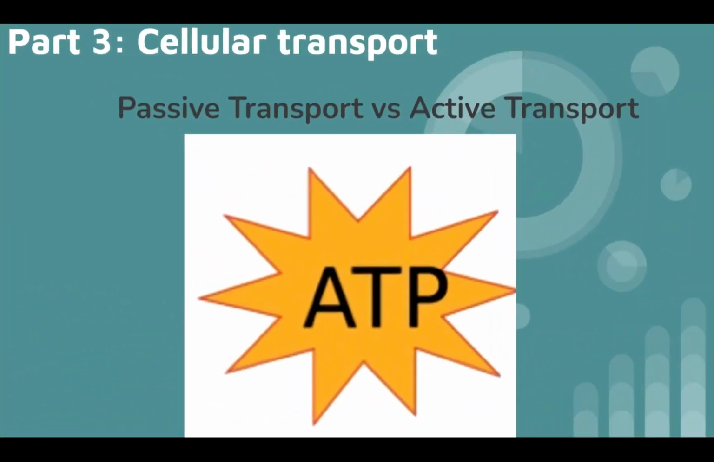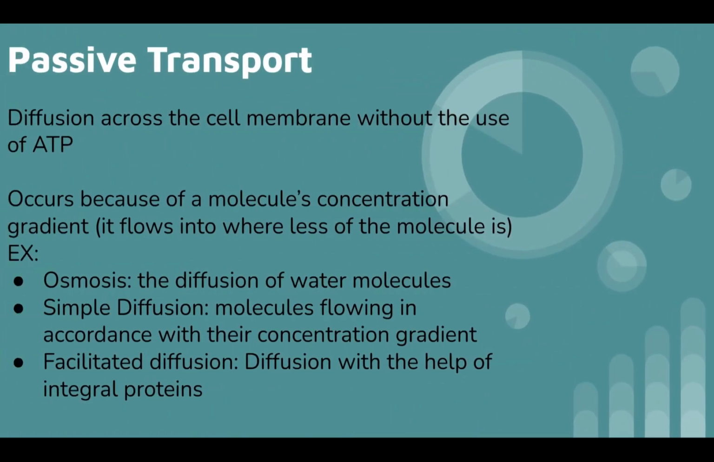Next, part 3, cellular transport. We'll be seeing passive transport versus active transport, basically ATP or no ATP. We'll start with passive transport, which is diffusion across the cell membrane without the use of ATP or energy. This occurs because of a molecule's concentration gradient. It flows in passive transport to where less of the molecule is.